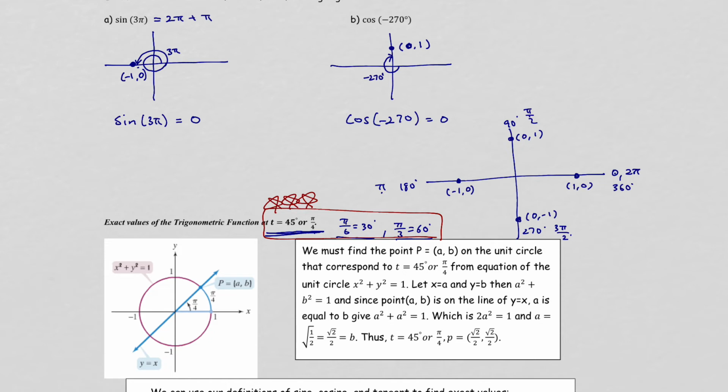And when you're looking at the information here, when it's 45 degrees or pi over 4, your point is going to be square root of 2 over 2, square root of 2 over 2, right? So that's important. And we're going to talk about pi over 6 and pi over 3 in the next examples.